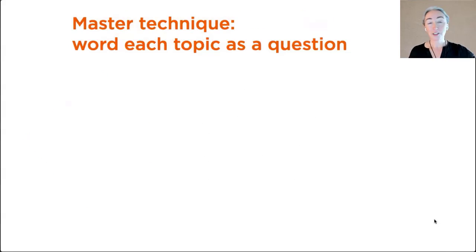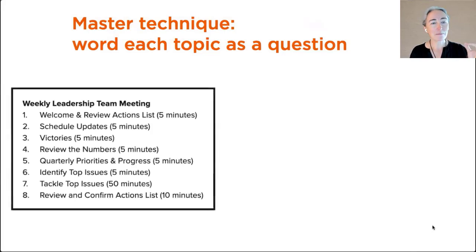As you may have noticed as I was going through those examples, I worded each item on that list as a question. This is a master technique that can help you get even more clarity in your meeting plan than you had before, and that makes it more compelling to everybody you send that agenda to in advance. So let's look again at that team meeting. So this weekly leadership team meeting is one way you could name that, and that's how I've named it on the meeting flow. And this is a typical looking agenda. You know, victories, schedule updates, review the numbers. Now watch what happens when I reword this as a series of questions.